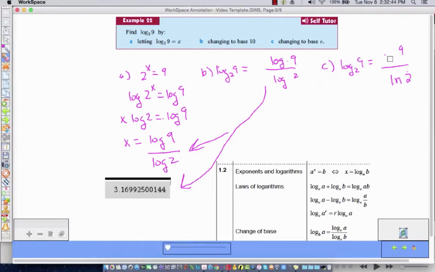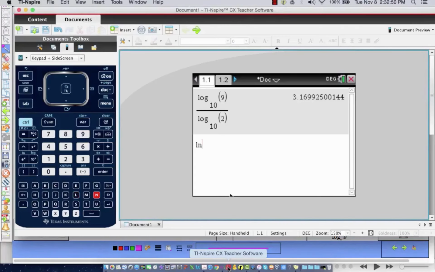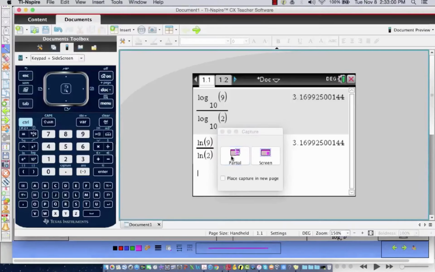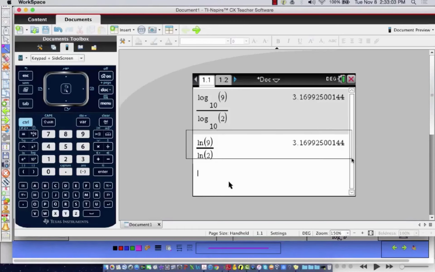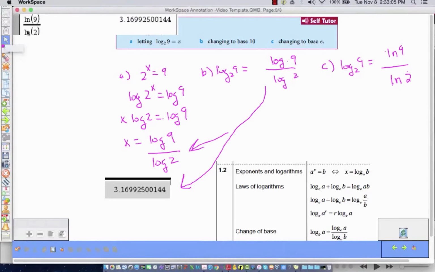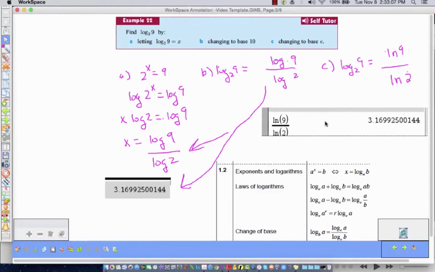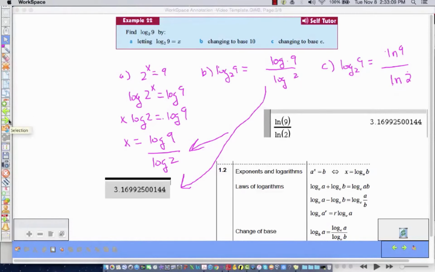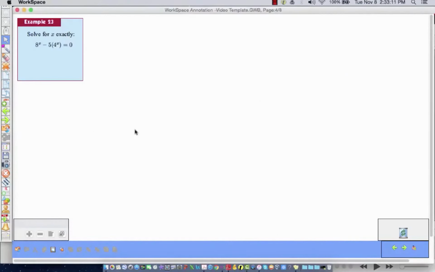And natural log here. So let's see how that turns out. We'll do natural log 9 divided by natural log 2. Bam. Holy smokies. It is the exact same thing. So there we go. We've shown you some examples of why you can indeed do the change of base.